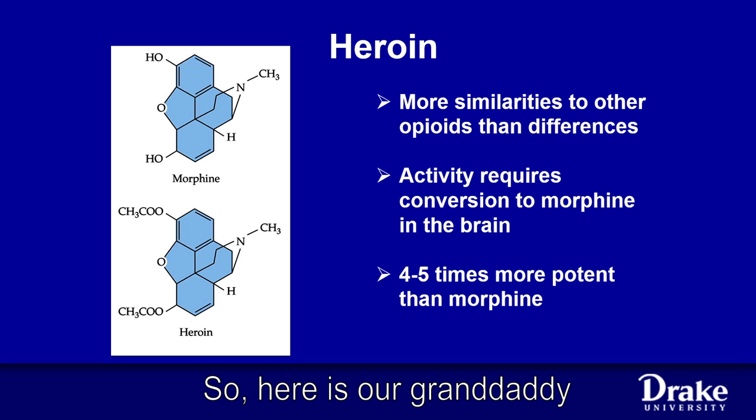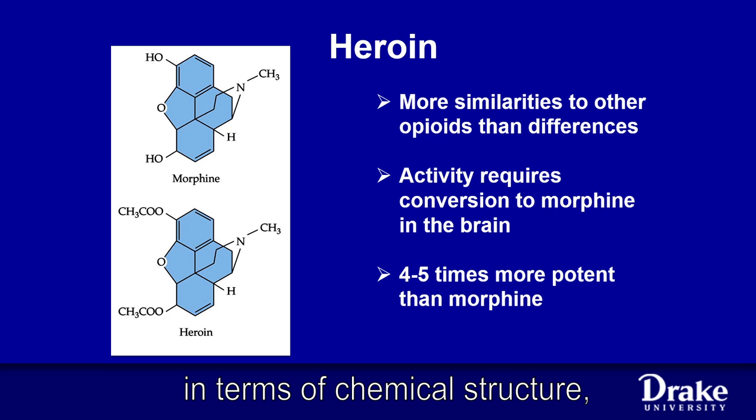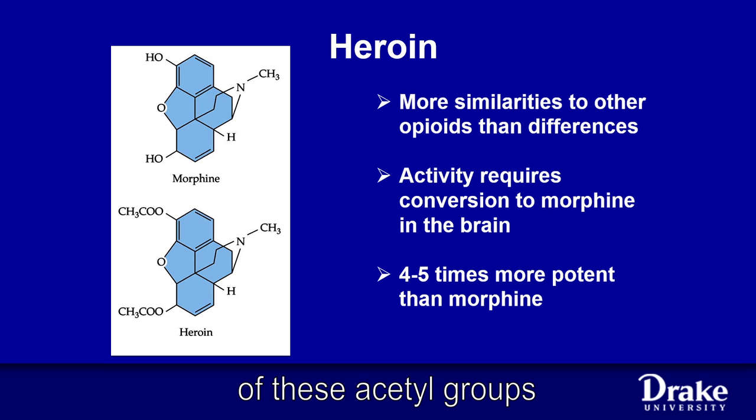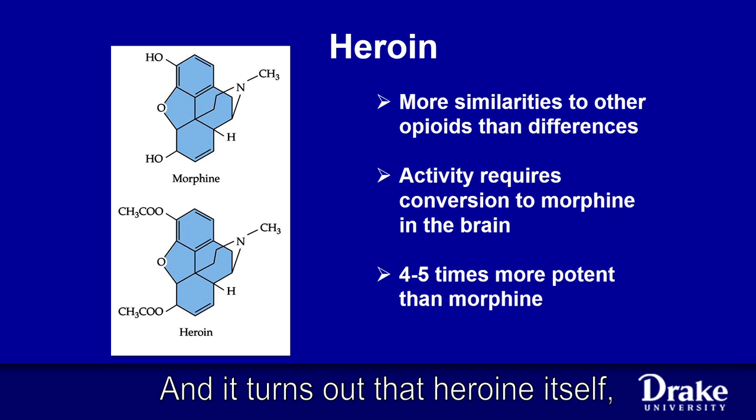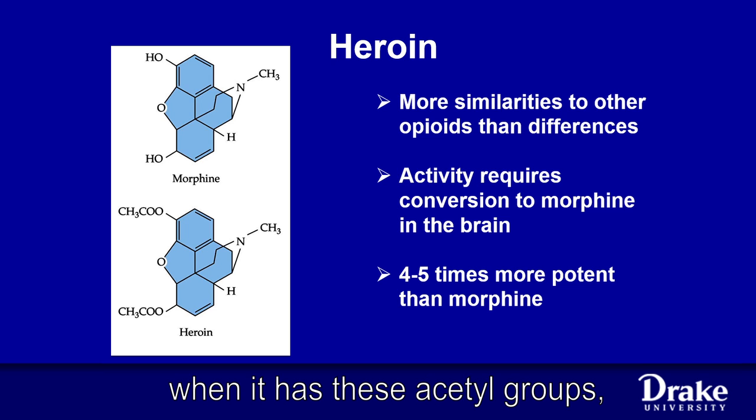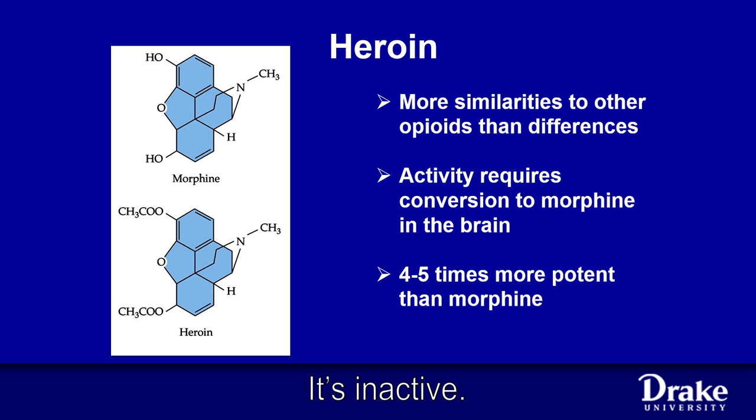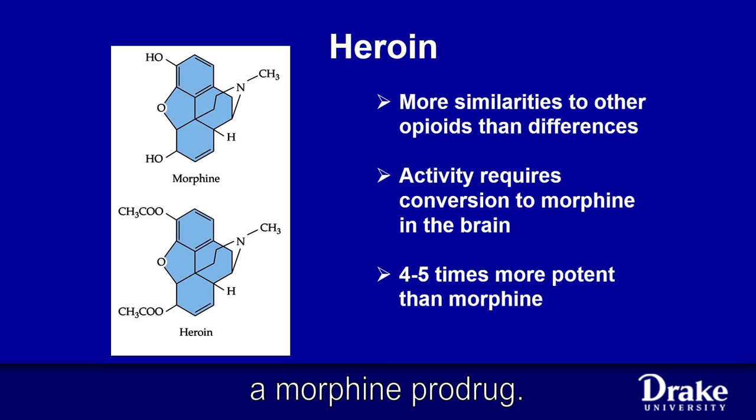So here is our granddaddy opioid, morphine. And you can see that heroin, in terms of chemical structure, the only difference is the addition of these acetyl groups at these two locations. And it turns out that heroin itself, when it has these acetyl groups, doesn't bind opioid receptors. It's inactive. Its activity requires conversion to morphine in the brain. So heroin is just a morphine prodrug.